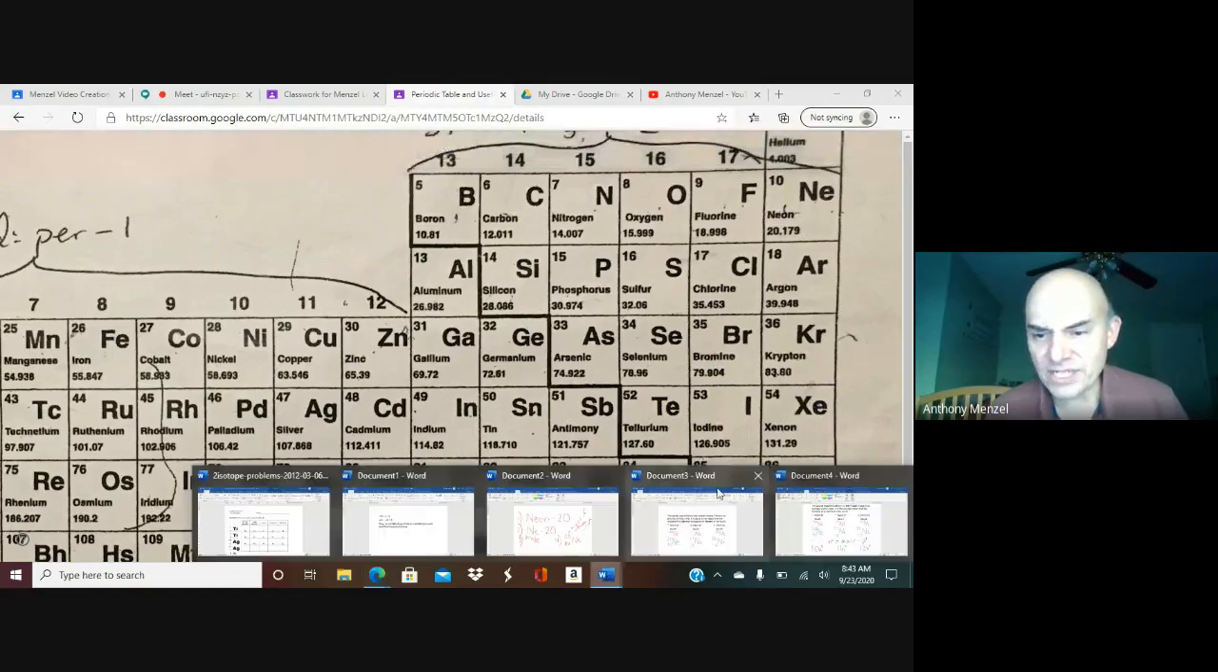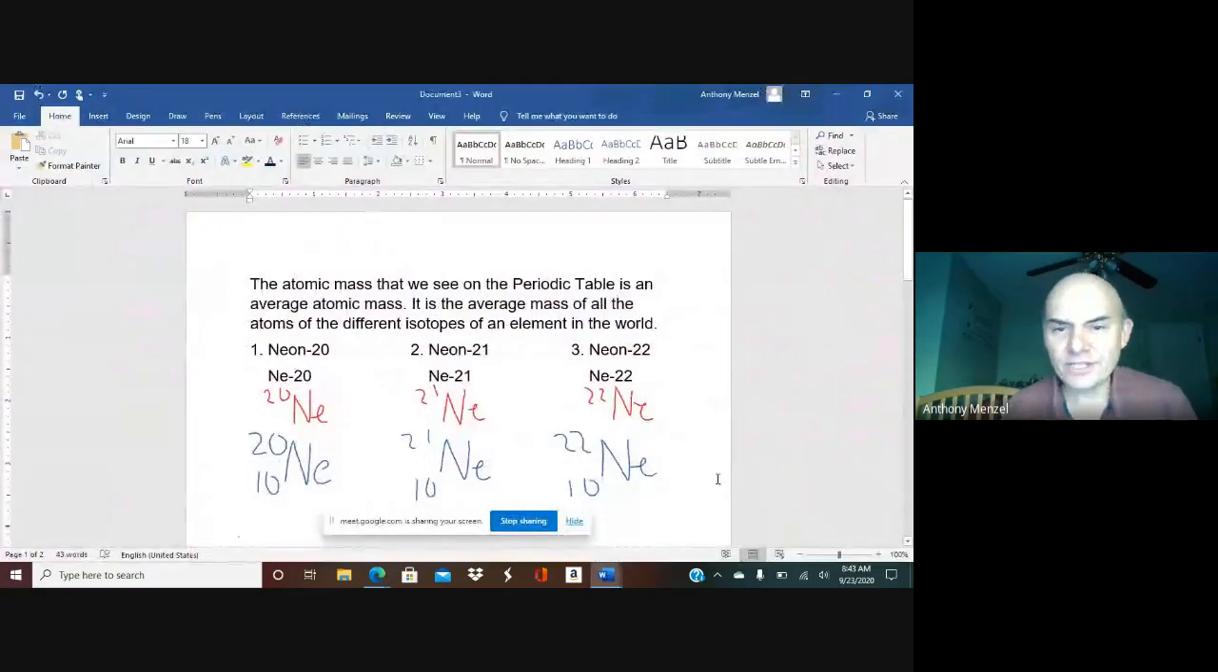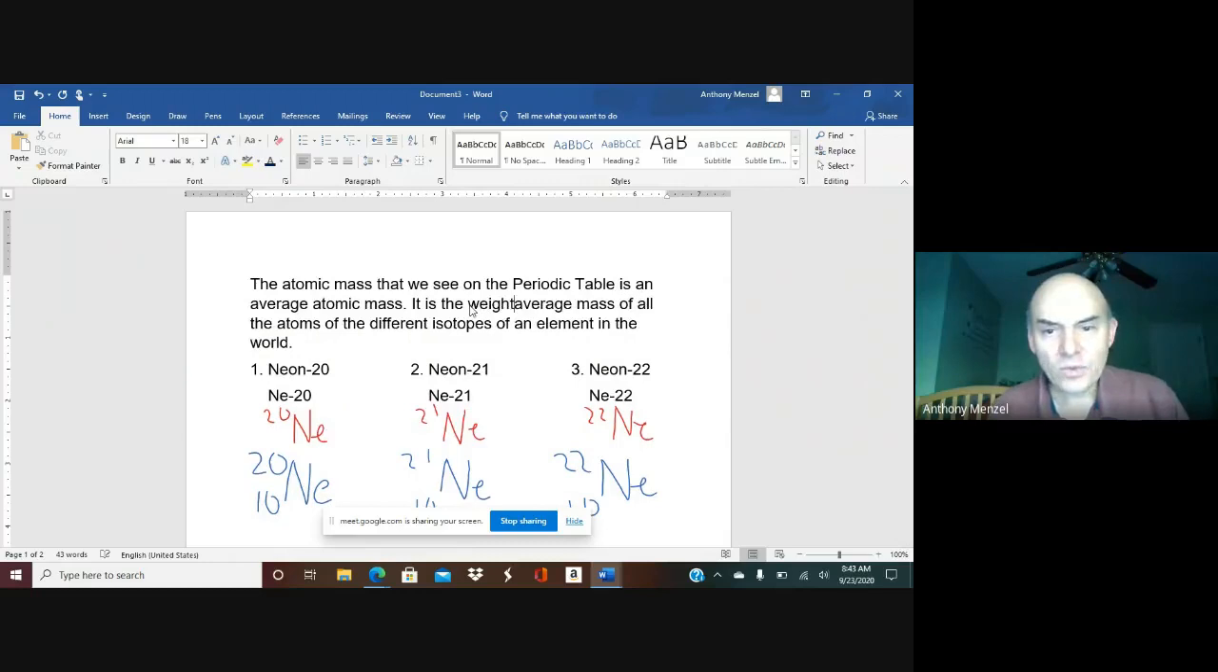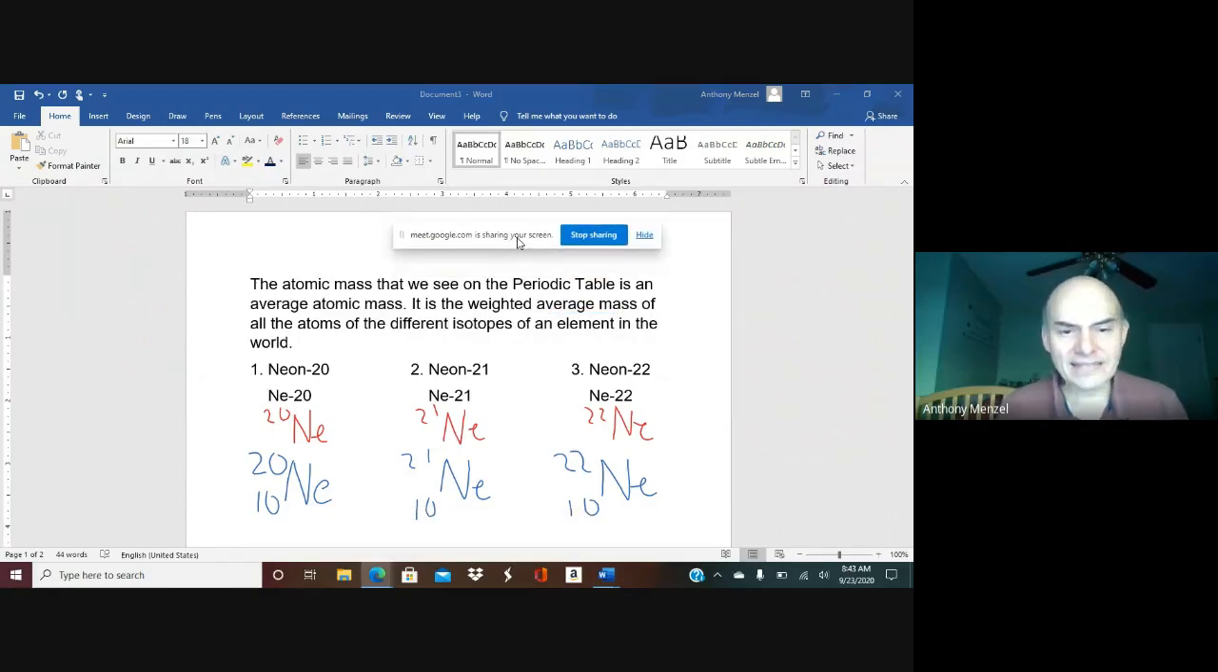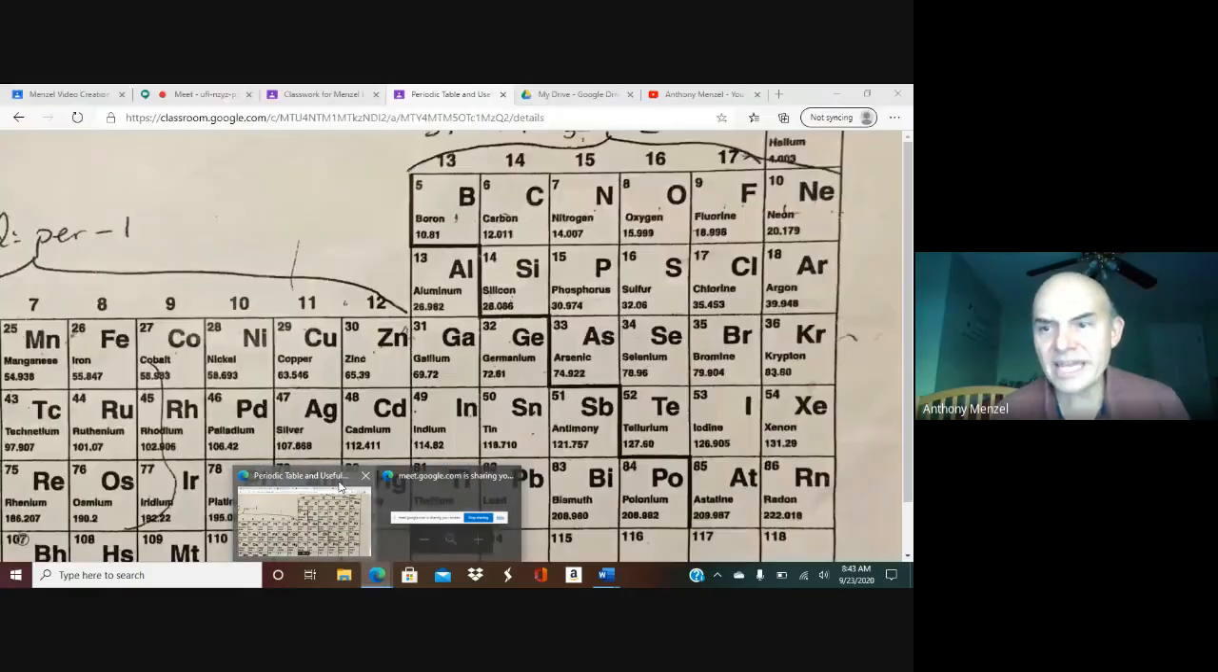The concept of average atomic mass is a weighted average, and it is the average of all the atoms of the different isotopes of an element in the world. So it is the weighted average. We'll learn more about how to calculate this weighted average later in the year. The basic concept is that you take the mass of each isotope and then take into account the percent of all of that element that is made up of that specific isotope when you're making the calculation of the average atomic mass.